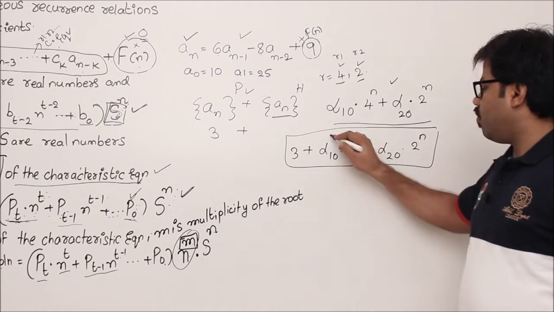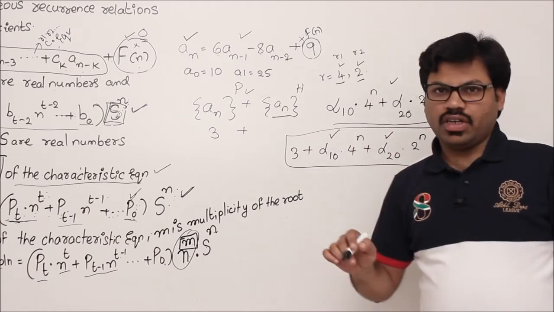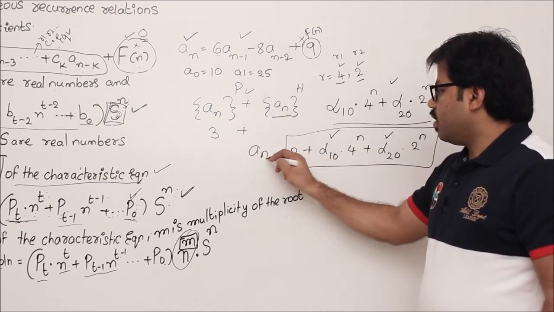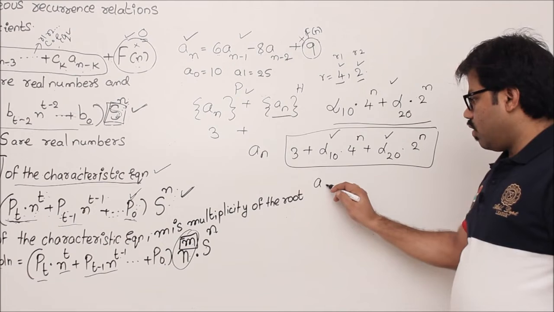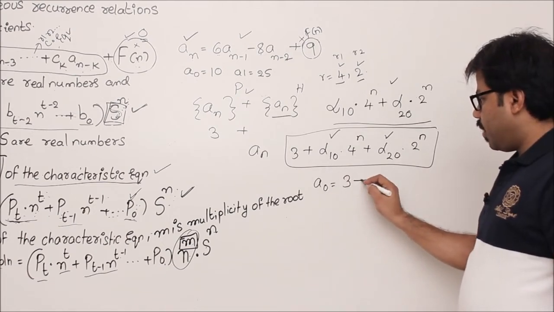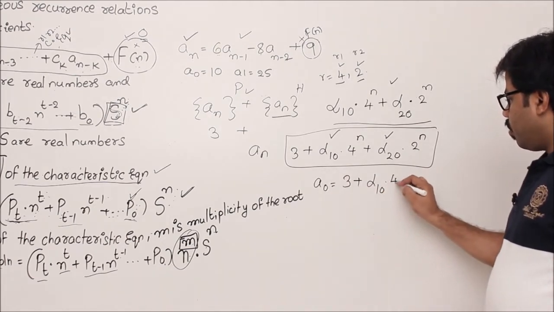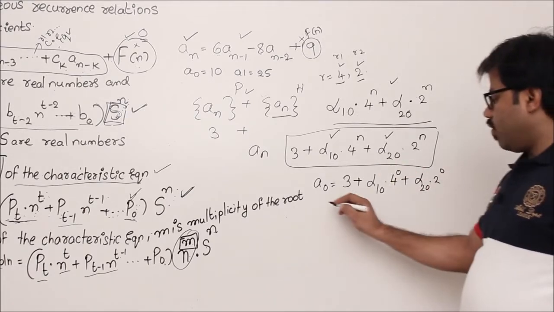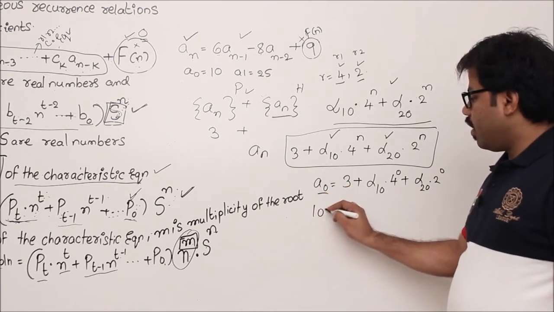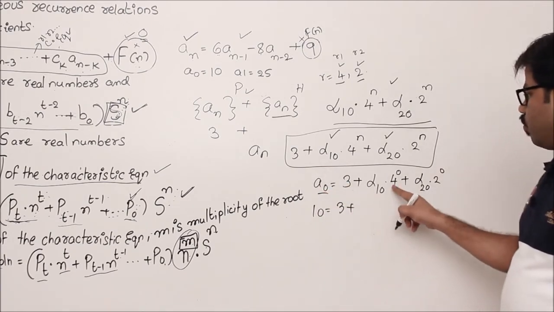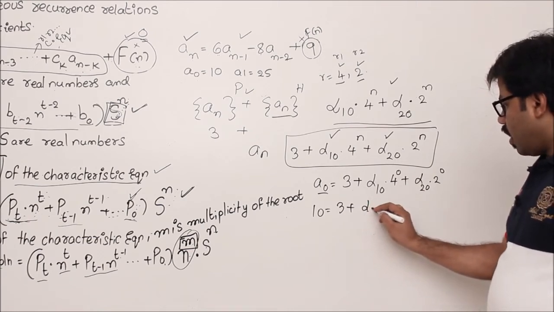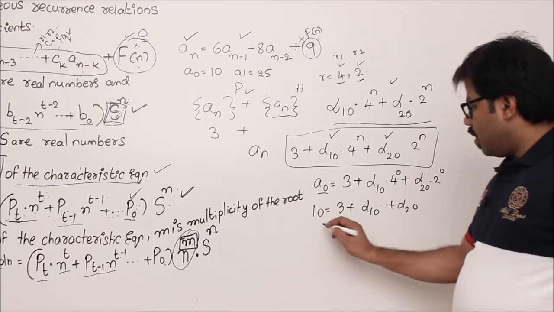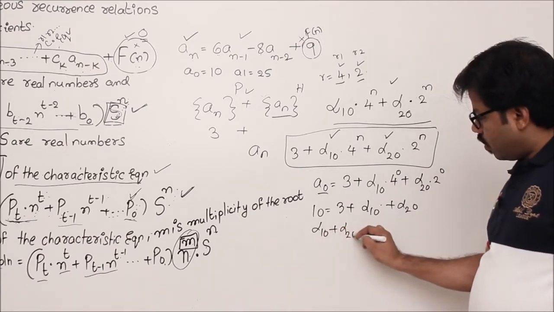Sir, but how to find alpha 1 0 and alpha 2 0, sir? I will tell you. Because we know that a naught equals 10, this is an, right? So substitute n value 0. Then it will become 3 plus alpha 1 0 into 4 power 0 plus alpha 2 0 into 2 power 0. Then you get one equation. What is the a naught value? 10. 10 equals 3 plus alpha 1 0 into 4 power 0, which is 1, alpha 1 0 into 1 plus alpha 2 0 into 1. So finally it will become alpha 1 0 plus alpha 2 0 equals 7.